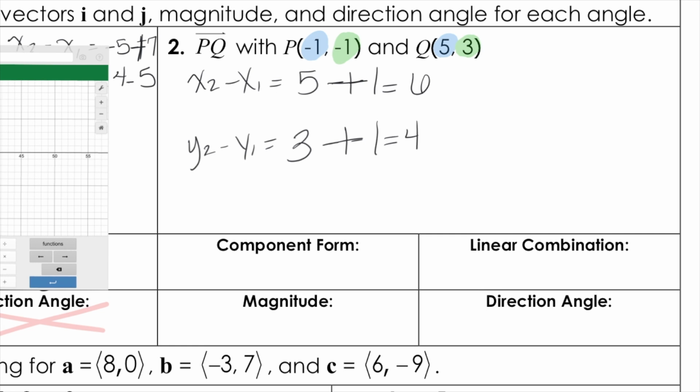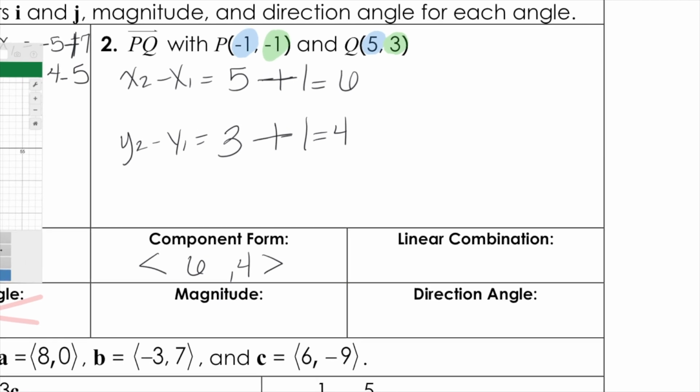So in my component form, that's what's written with these arrows. So 6 and 4. Linear combination is written in i's and j's, so we're not having to do anything different. The only other thing we have to calculate is your magnitude.